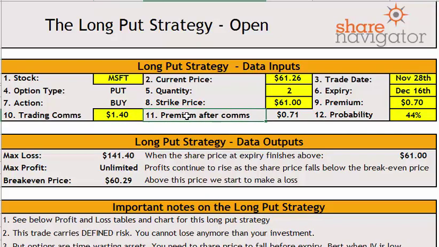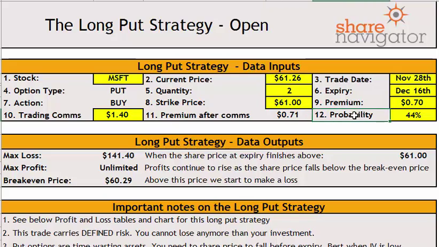The next section here is our net premium after trading commissions on a per share basis. Again, it's automatically calculated for you. All this is doing is adding the cost of the trading commissions to what you've paid out to buy the long put and reflecting it back on a per share basis. So you can see it's adding about 1 cent of cost onto the actual purchase of those put options.